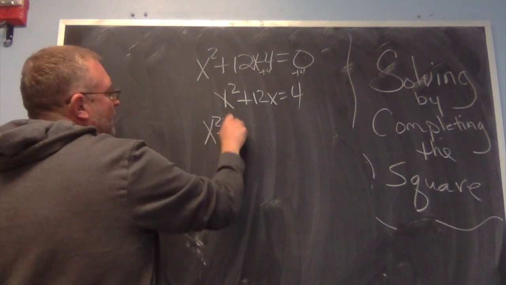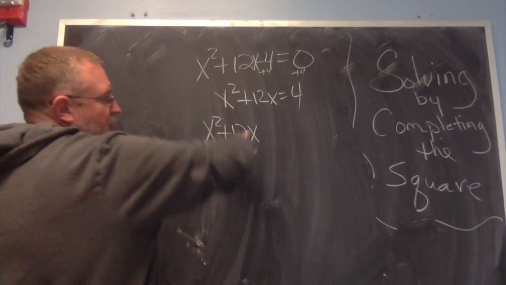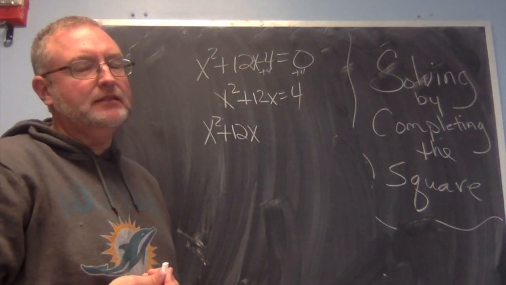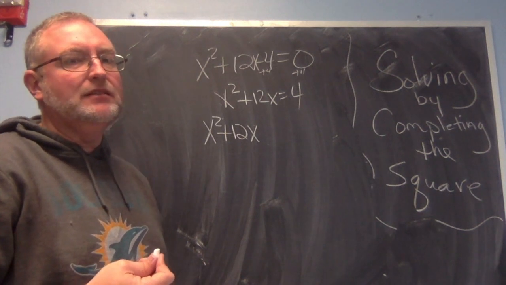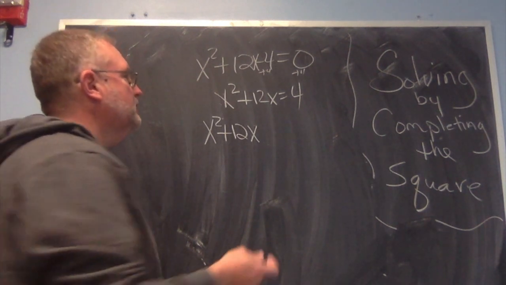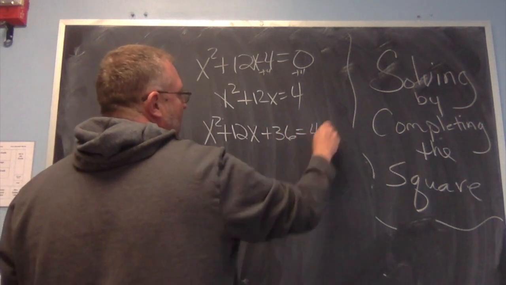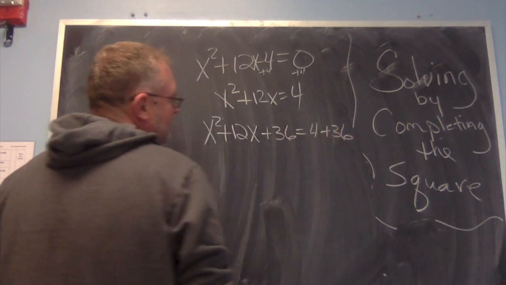All right? Then I'm going to complete the square. X squared plus 12x. To complete the square, I multiply the 12 times a half. 12 times a half is 6. Then I square 6. 6 times 6 is 36. So plus 36 equals 4. Whatever I added here, though, I got to add here.